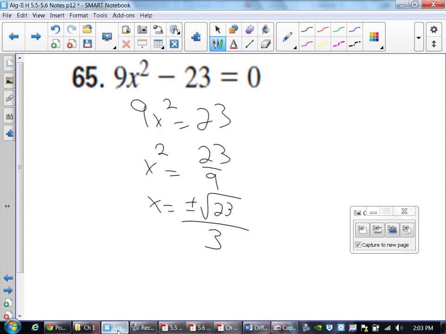Instead of dividing by 9 first, you just take the square root of 9x squared, and then you get 3x.